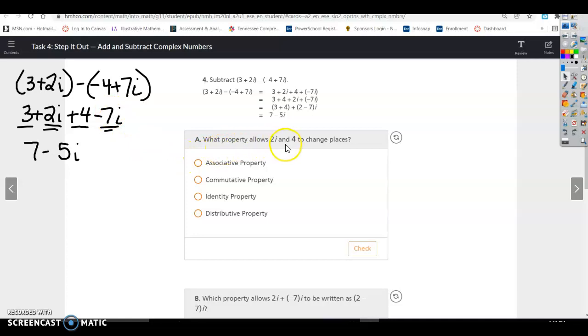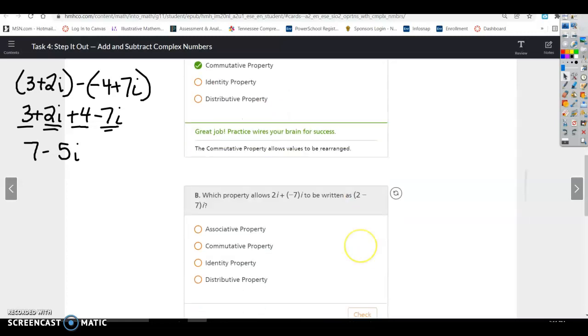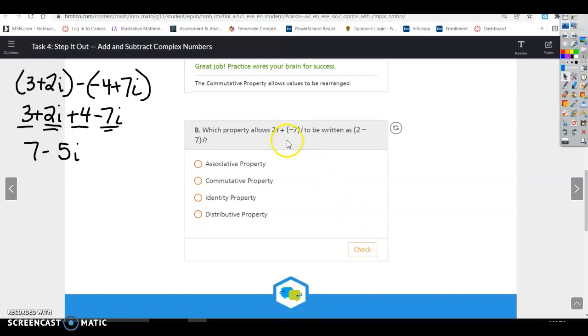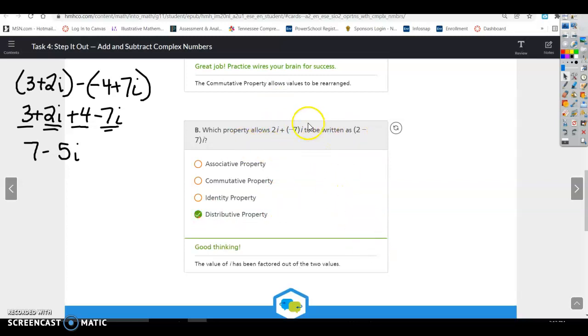So it says what property allows 2i and 4 to change places. So if I switch 2i and 4, that's just commutative property. And it says, which property allows 2i plus negative 7i to be written as 2 minus 7 times i? That's just rewriting this in terms of factoring out the i. So that's just distributive property.